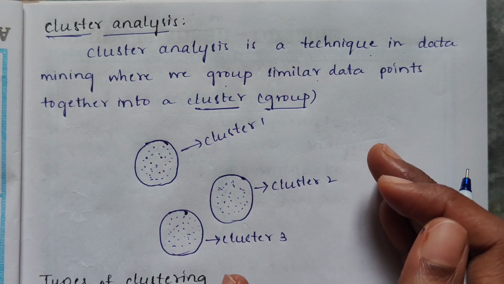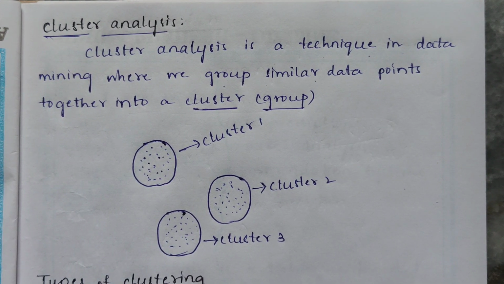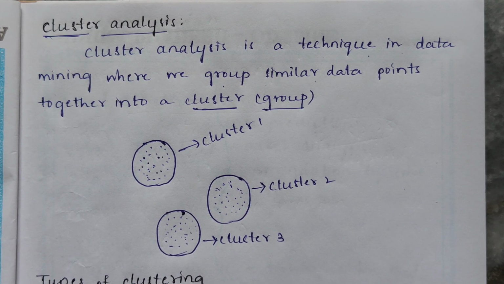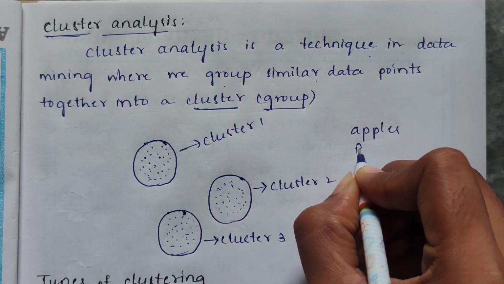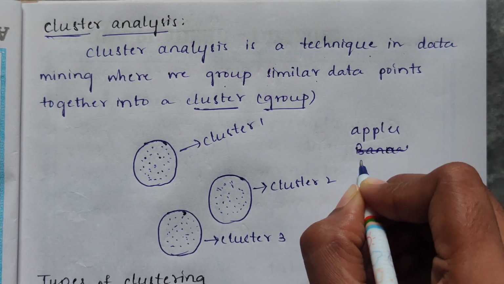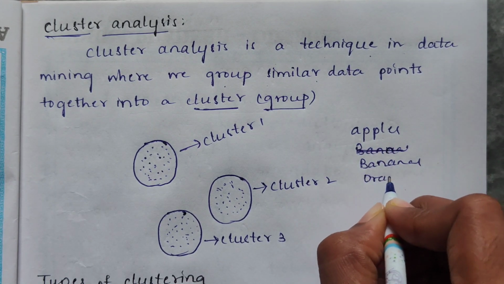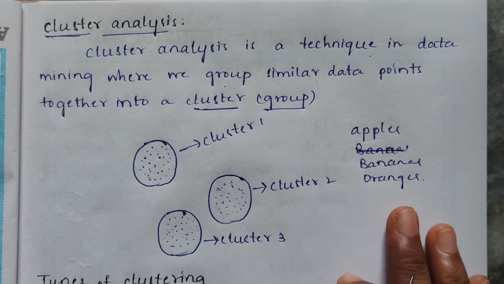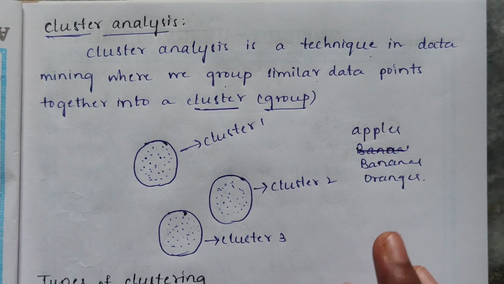Let us understand clustering by taking an example. Think of an example where we have a basket full of fruits, and in that basket we have three different types of fruits. Those are apples, bananas, oranges.